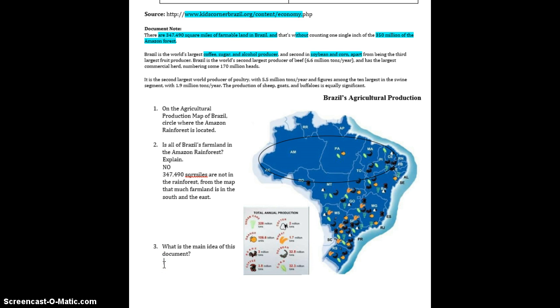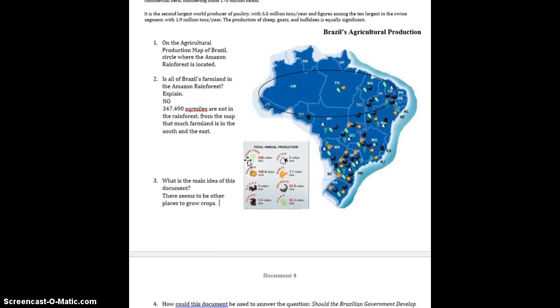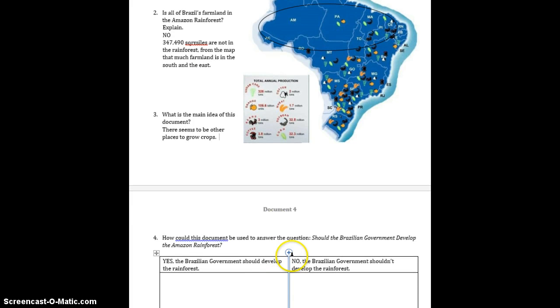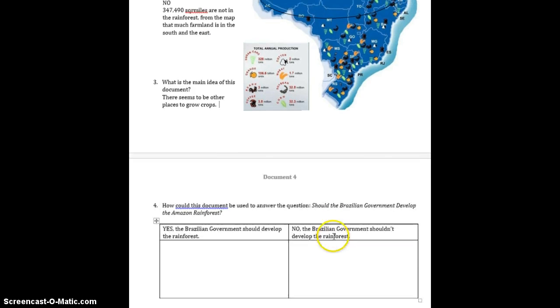Number 3, what is the main idea of this article? Based on everything that we see from the reading, from the document notes, and also from this map, it seems to us that they should be growing stuff elsewhere, and that there's plenty of other things being grown in this portion of Brazil, so why do they need to use that rainforest? So based on that, and based on everything that we've seen here, we can now go down to our chart and start looking at it and saying, okay, should the Brazilian government develop the rainforest?